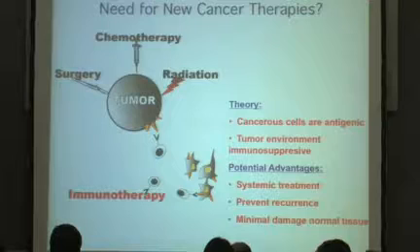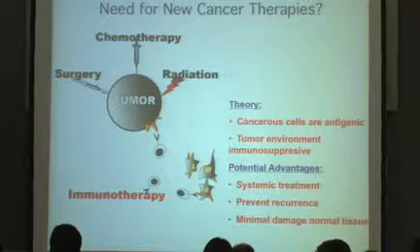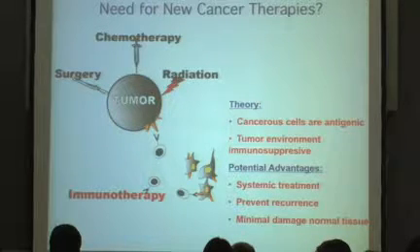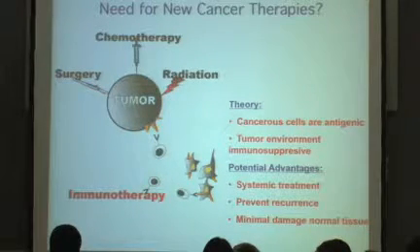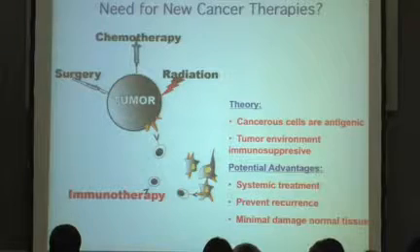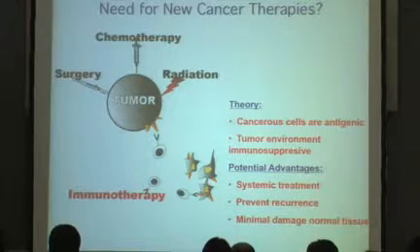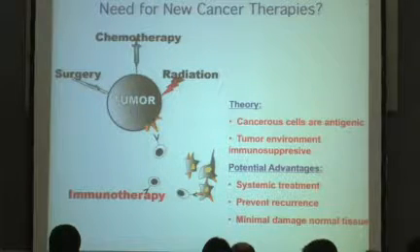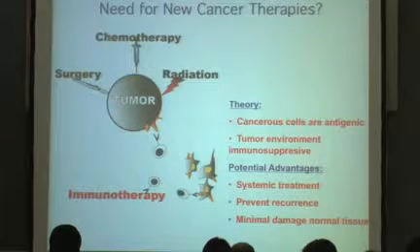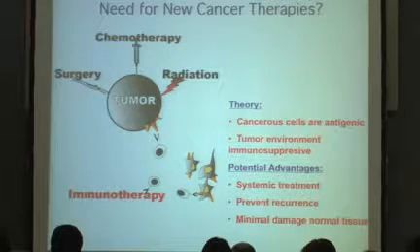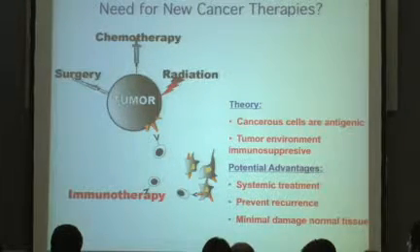Now, if you could overcome this and have potent immune cell responses, this offers a variety of potential advantages as contrasted to current therapies. It includes the fact that immune cells traffic throughout our entire body, so you could have a systemic treatment. Immune cells have memory, so you could have the potential of preventing recurrence. And then finally, since we'd be targeting what is different about the cancerous cells versus normal cells, you have the potential for minimal damage to normal tissue. So a number of potential advantages if this can work.